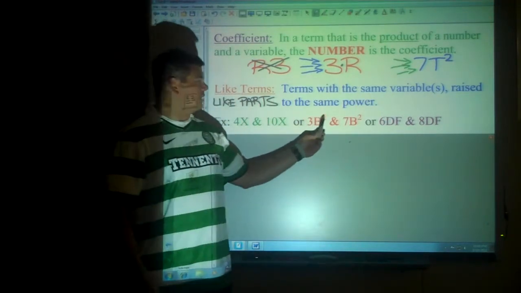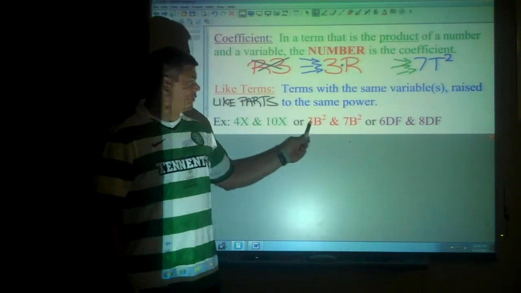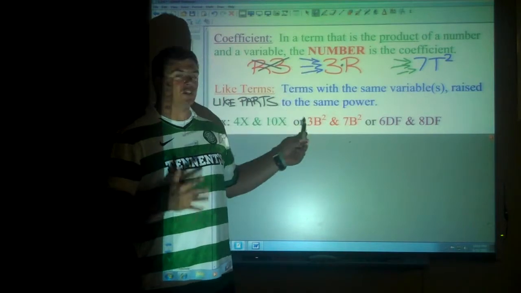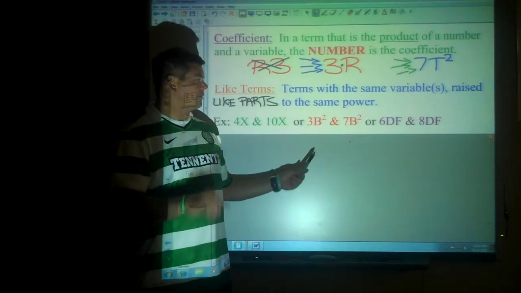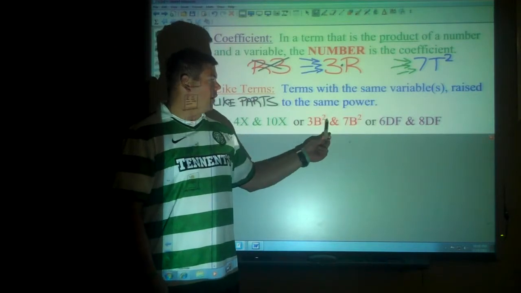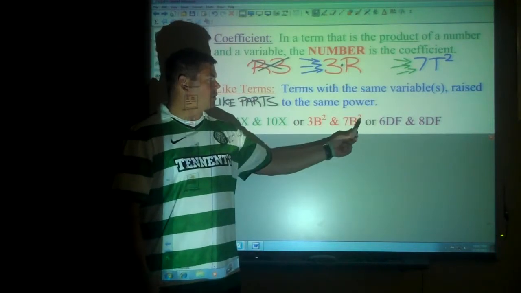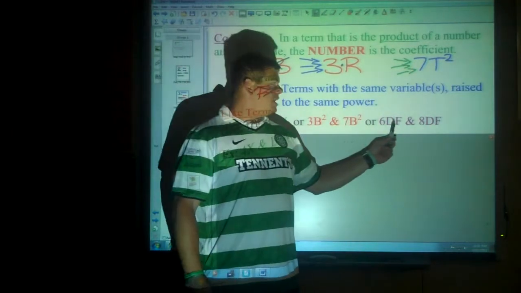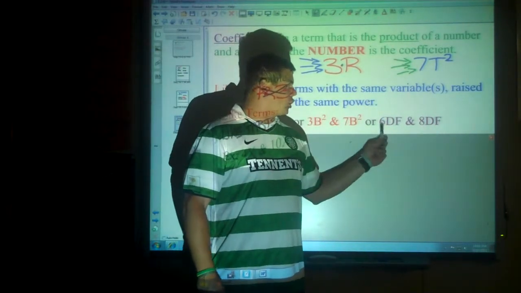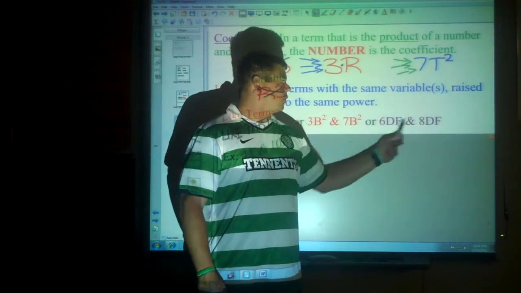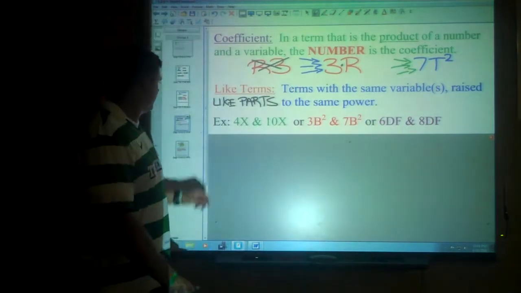Now we have 3b squared and 7b squared. Again, 3 and 7 are not the same, but that doesn't matter. Those are the coefficients. The coefficients don't have to be the same. What does have to be the same is b and b, and squared and squared. If this one wasn't squared but this one was, they would not be like parts. 6df, 8df. The coefficient doesn't have to be the same, but the variables do, and both of them are to the same exponent.